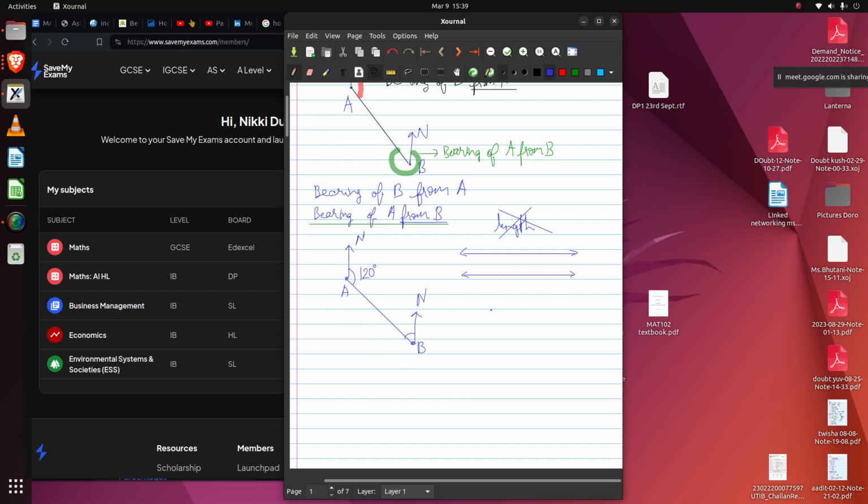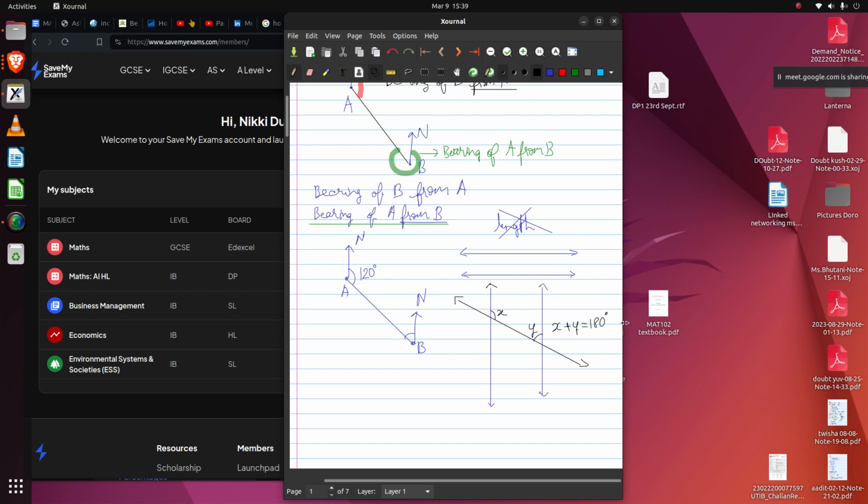They are like this. Whenever you have parallel lines and a line cutting both of them, which is called a transversal, there are some properties of angles which come into play. For example, if I have this angle x and this angle y, they are called interior angles. So can I say that x plus y is going to be 180?